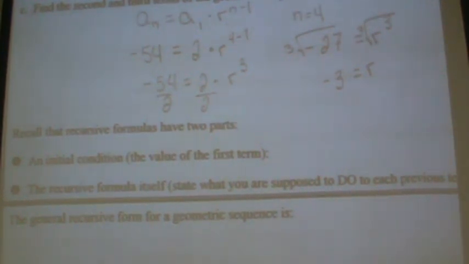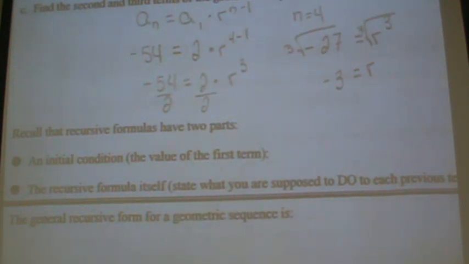Can you find the second and third term now? You just plug in. How do you get from the first term to the second term? Multiply by negative 3. Wait, so would the answer be R or would the answer be the third? It wants the second and third terms. That's your answer. But you have to find the R to get that second and third term.